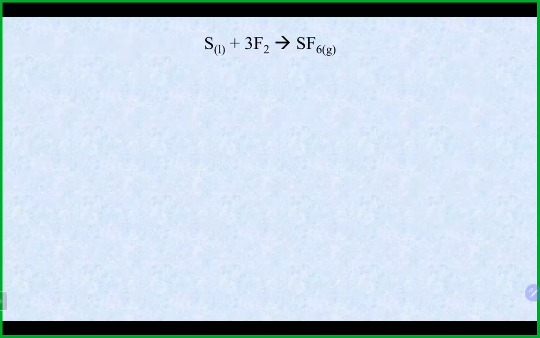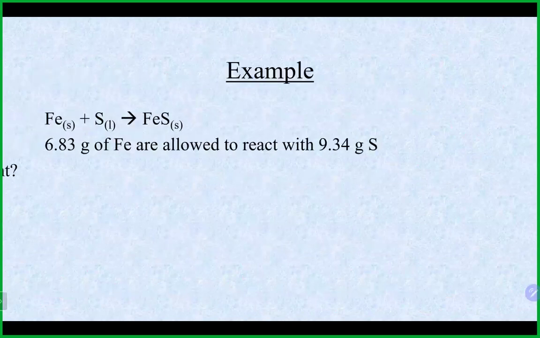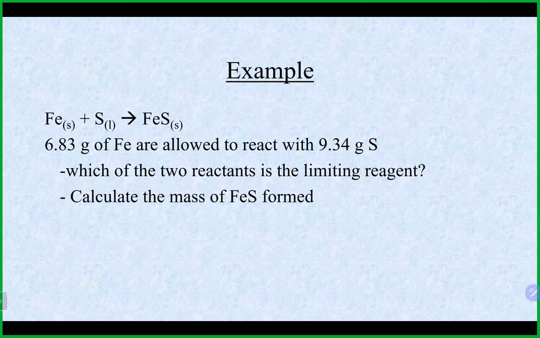All right, so why don't you try one here? I'll just scroll this across the screen. All right, why don't you try this one here? We're going to do 6.83 grams of iron react with 9.34 grams of sulfur. Which of the two is the limiting reagent? And calculate the mass of iron(II) sulfide produced. Iron is 55.85. Sulfur 32.07.